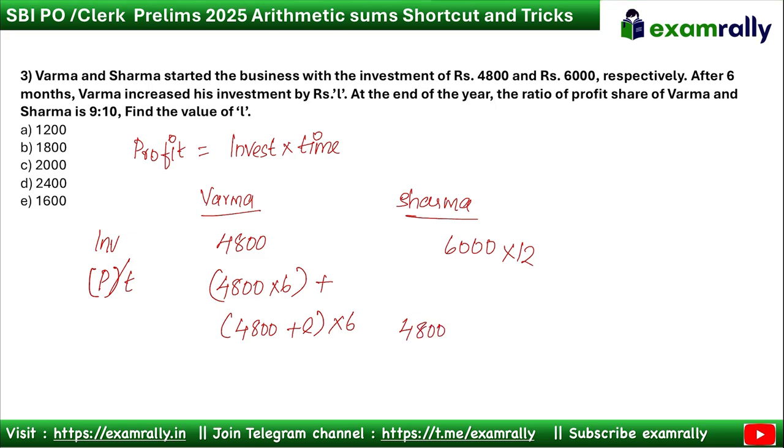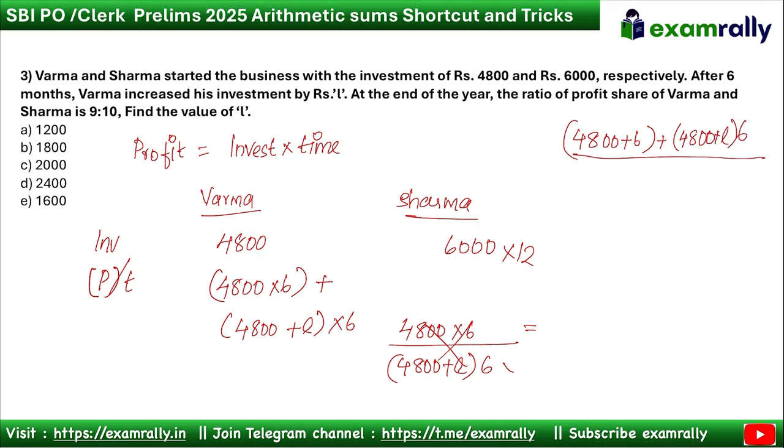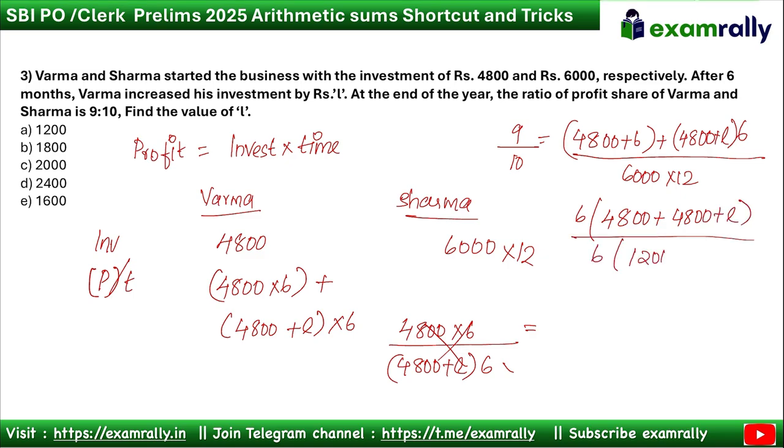That is, 4,800 into 6 plus 4,800 plus L into 6, divided by 6,000 into 12, equal to 9/10. Okay. Suppose we take 6 common here: 4,800 plus 4,800 plus L, divided by 6 into 12,000, we will get equal to 9/10.